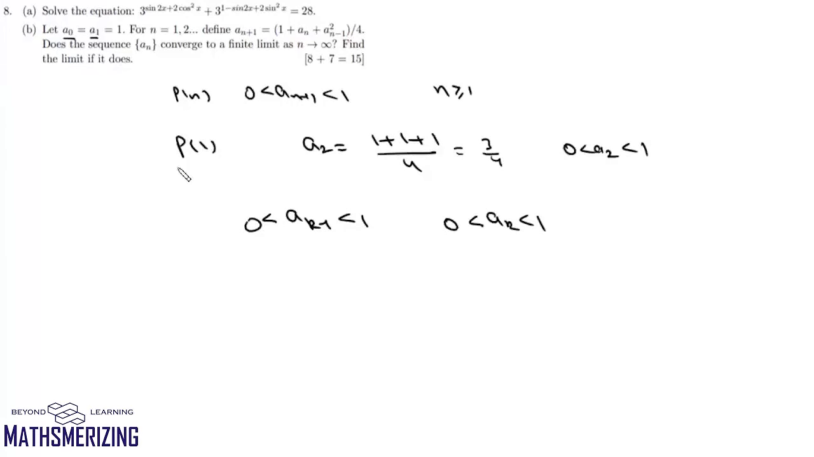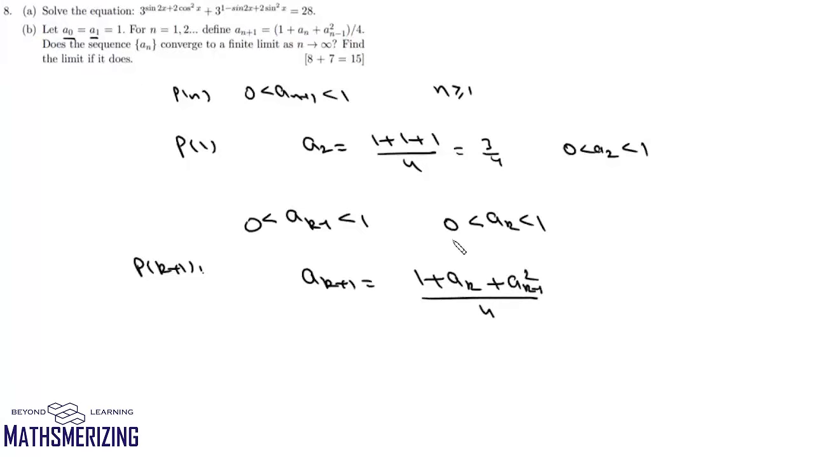Now we'll assume that it will be true for any value of k starting from 1 to n. So we can write a(k-1) will lie between 0 and 1, and a_k will also lie between 0 and 1. Now we'll need to prove that this statement is true for k plus 1. So for k plus 1, we can write a(k+1) as 1 plus a(k-1) square upon 4.